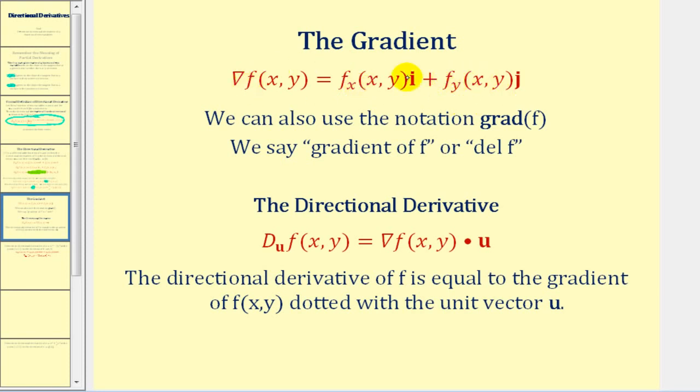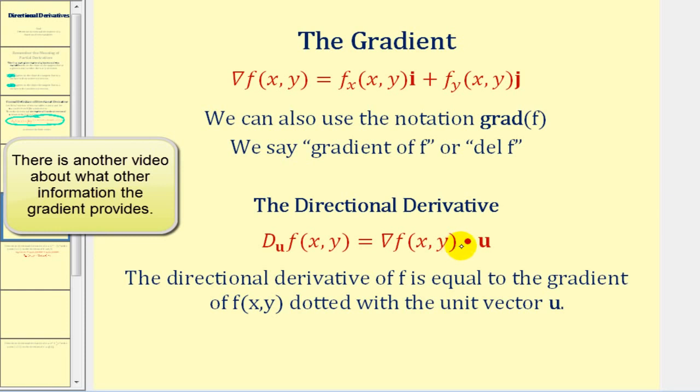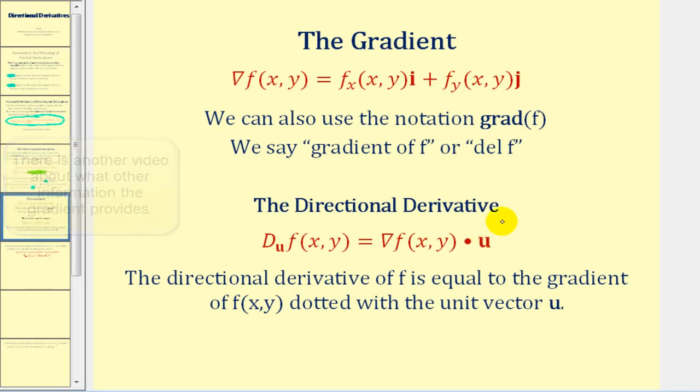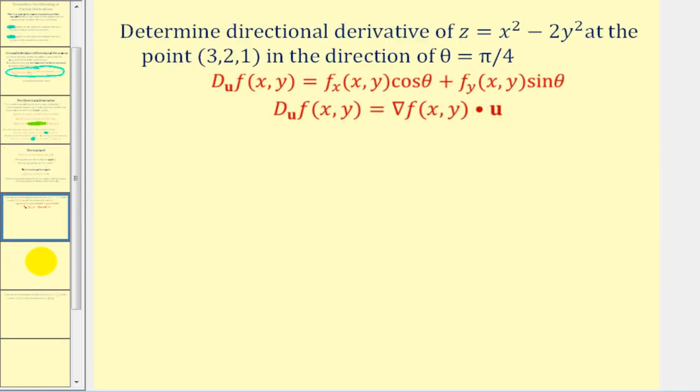So now that we have this new definition for the gradient, we can define the directional derivative of f in the direction of u as the dot product of the gradient of f and the unit vector pointing in the specified direction. So let's go ahead and take a look at our examples. Here we want to determine the directional derivative of this function at the point (3, 2, 1) in the direction of theta equals pi over 4. So we're going to find the gradient of f and then dot it with the unit vector forming the angle theta equals pi over 4.